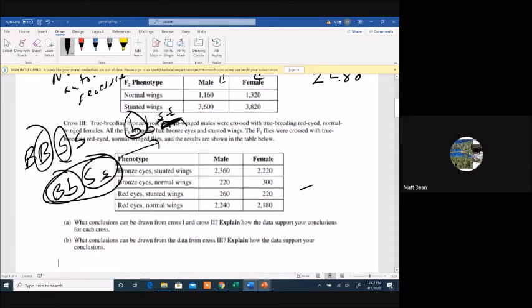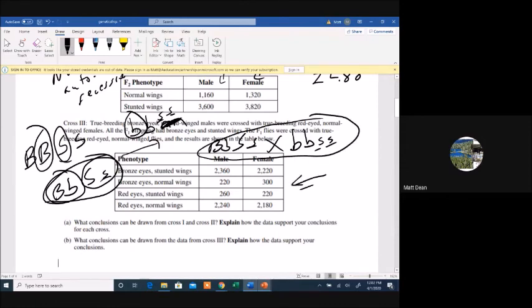The F1 flies were crossed with true breeding, red-eyed, normal-winged flies, and the results are shown below. Well, let's think about that for a second. So we're saying we took one of these F1 flies, big B, big S, little s, and we crossed that with a true breeding red-eyed female or true breeding red-eyed individual. The only way to have red eyes is to be homozygous recessive. It's a recessive trait. The only way to have normal wings is to be homozygous recessive.